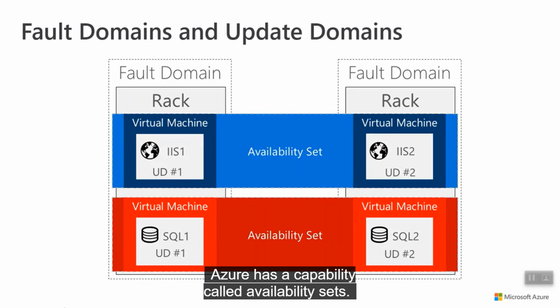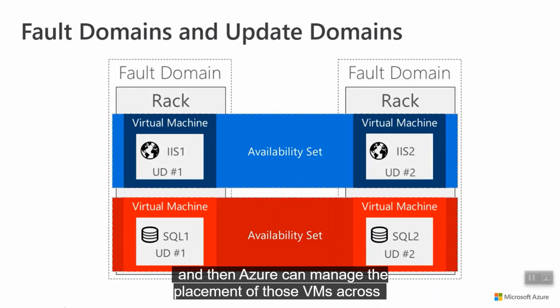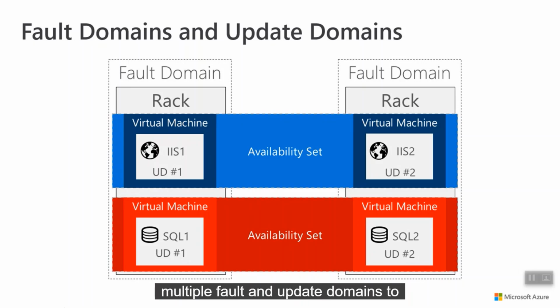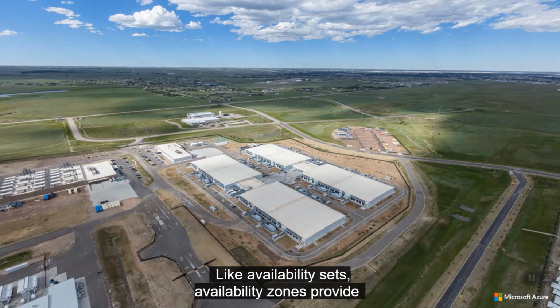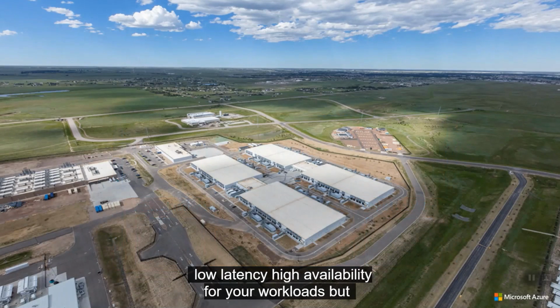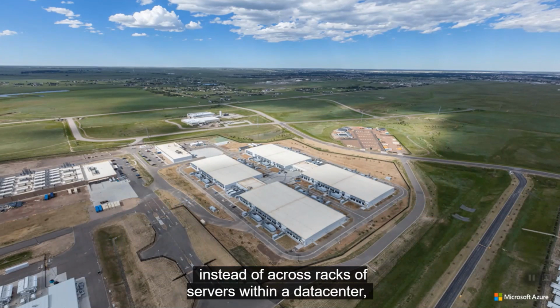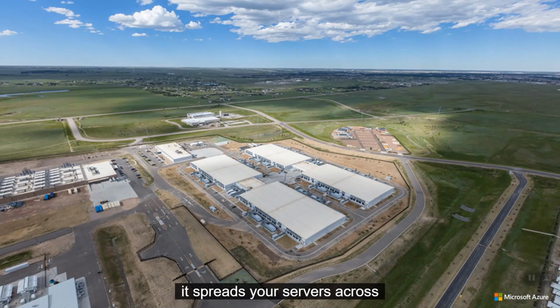Azure has a capability called availability sets. This lets you protect your workloads from outages, from hardware failures, or even updates. The way it works is you add your clustered or network load balanced VMs to an availability set, and then Azure can manage the placement of those VMs across multiple fault and update domains to optimize the availability of that workload. There is also a concept of availability zones in Azure. Like availability sets, availability zones provide low latency, high availability for your workloads, but instead of across racks of servers within a data center, it spreads your servers across multiple data centers within a region.